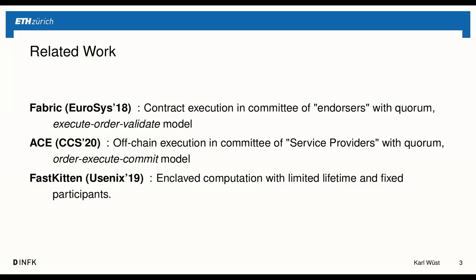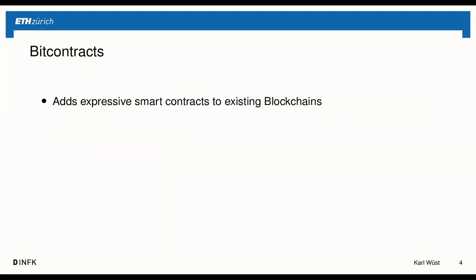Now we'll get to our solution, Bitcontracts. Bitcontracts, as mentioned, adds support for expressive smart contracts to existing blockchains using an off-chain execution approach. The trust model that we use is contract specific, which means that for each contract, a set of service providers is chosen when the contract is deployed, and these service providers are then responsible for executing the contract. The results of this contract execution can be committed if they are signed by a quorum of these service providers, and this trust model is similar to ACE and Hyperledger Fabric.